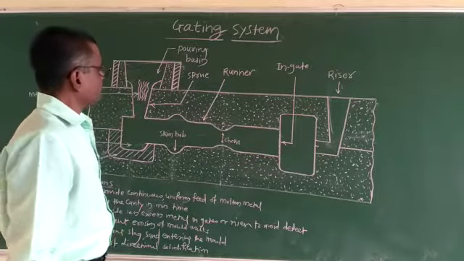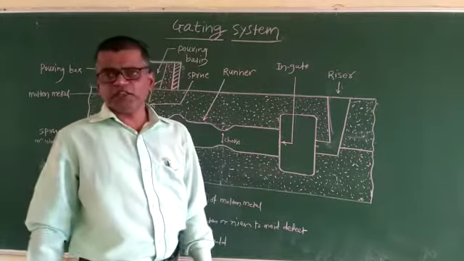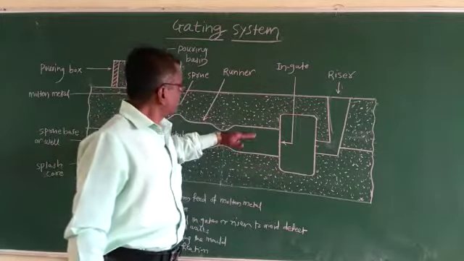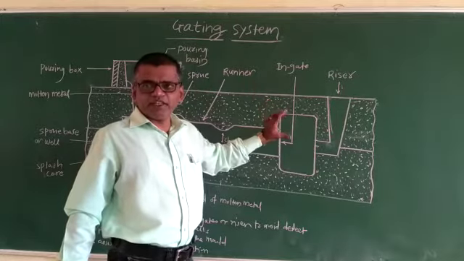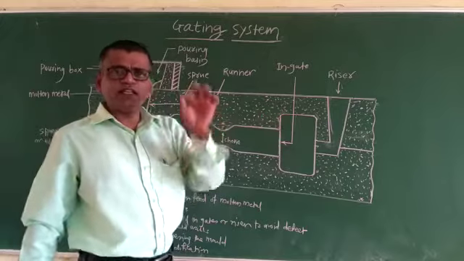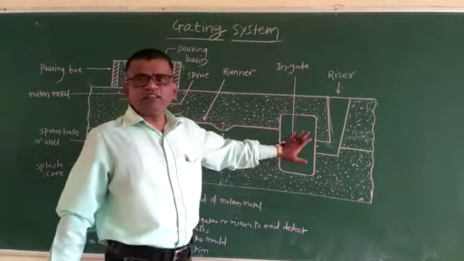Okay. Next is the ingate. The ingate is a small channel which connects the runner to the mold cavity. So ingate means a small channel that is cut in a mold which connects the runner and the mold cavity.